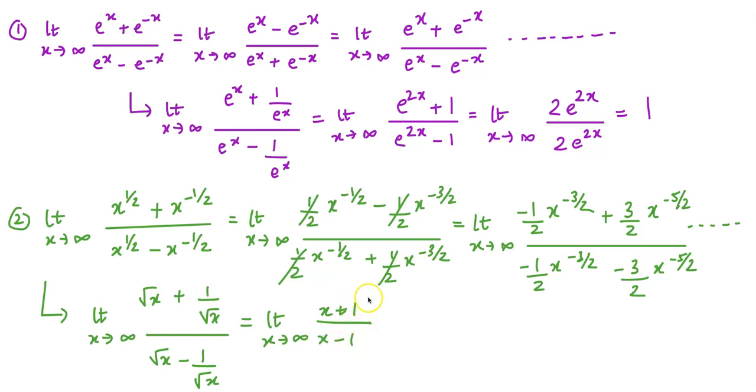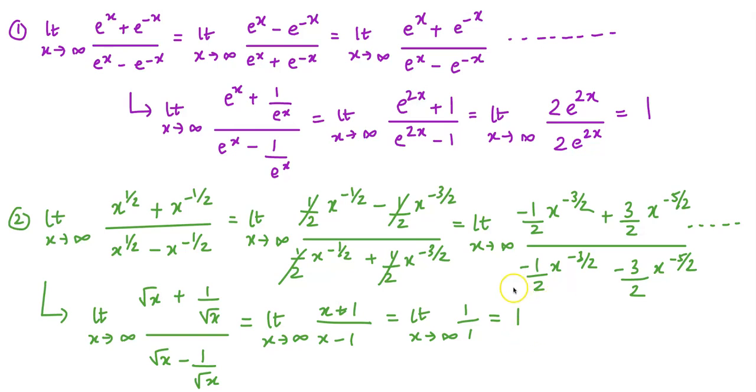Isn't that fascinating that this thing actually just simplifies to this? And now we're again with the form infinity over infinity, and I think many of you may already have guessed the answer, but when you differentiate the numerator and denominator, you get 1 over 1, which is just 1.